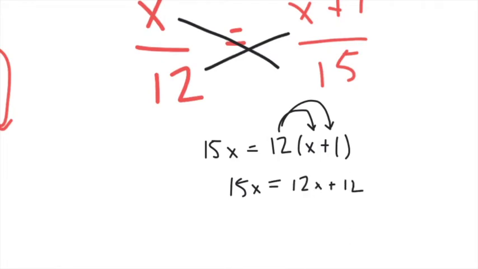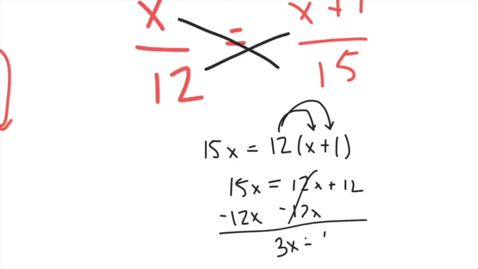Thing is, I want to get all my x's on one side and all my numbers on the other, so how do I get rid of the 12x? I subtract it. I get 3x equals 12. How do I get rid of that 3? Well, it's the same way I get rid of it any other day. I divide by a 3, and I get x equals 4. That is all you do with the side splitter theorem.